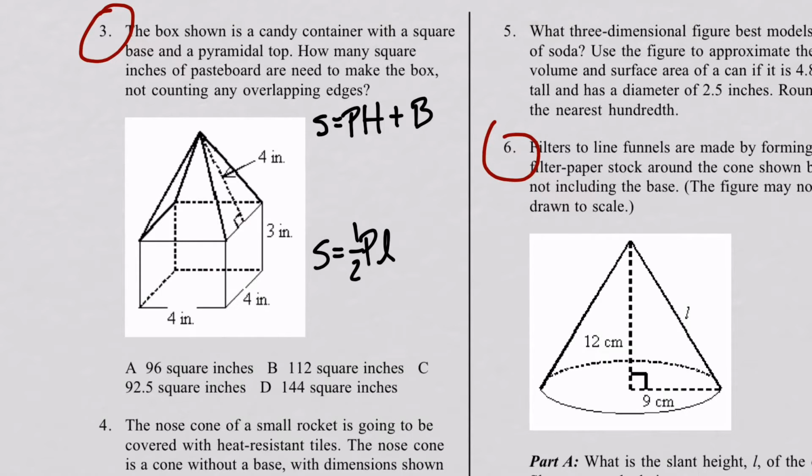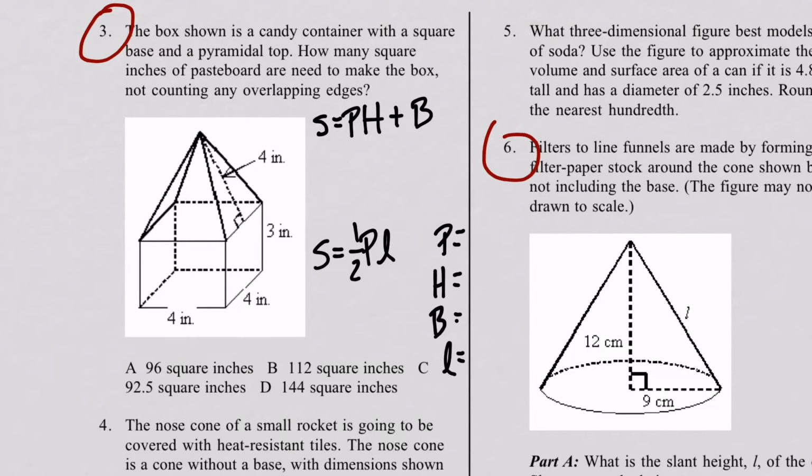So here we go. In order to figure these out, I need to know what the perimeter is. I'm going to do that right here. I need to know what the height of the prism is. I need to know what the area of the base is, and I need to know what the slant height is. If I know those 4 things, then I'm pretty much done.